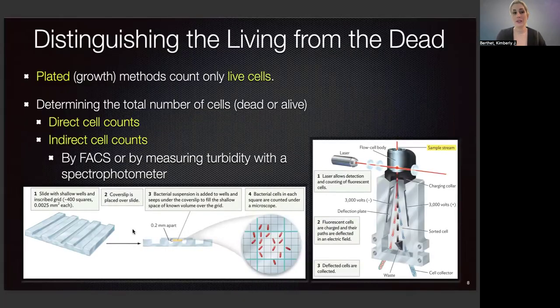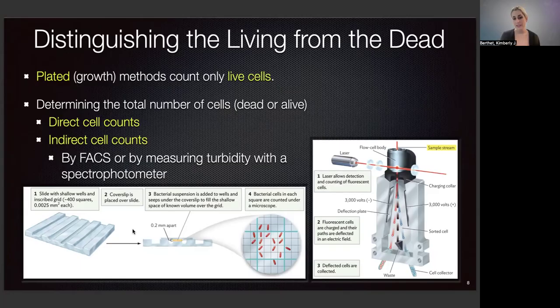Okay. Let's talk about living and dead cells. So if we wanted to plate microorganisms and see them grow, we can count live cells. So when we saw that we were doing those tenfold dilution schemes, we were looking at living cells and enumerating the living cells. We can also look at the total number of cells in a sample, dead or alive. We have direct ways of doing this and indirect ways of doing this as well, like FACS. Let's go ahead and go over one way. So on the bottom left of the screen, we see a grid-like slide on which we can place microorganisms.